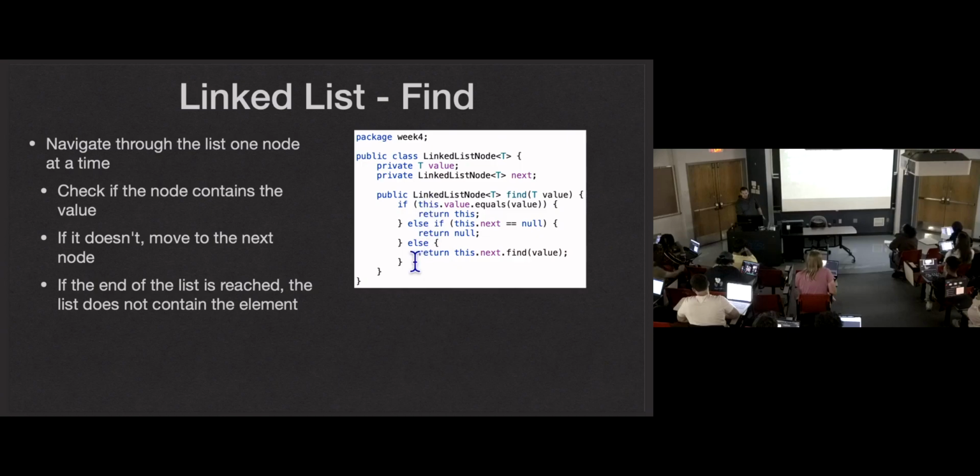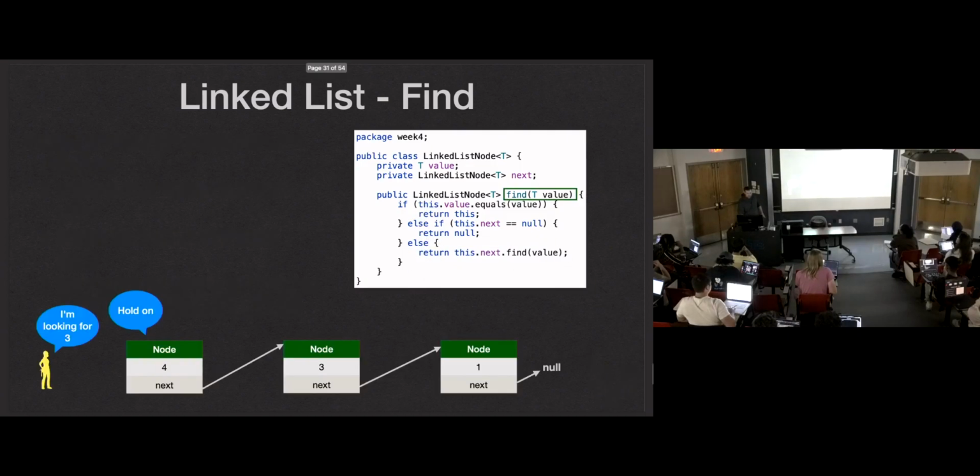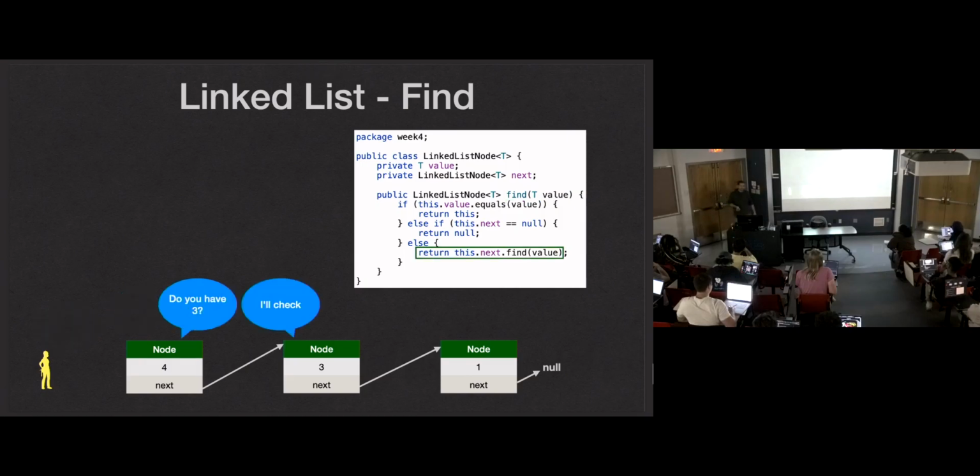And then if neither of these are true, pass the buck to the next node through recursion. So somebody's looking for the value 3 in this linked list. We ask the head node, the only node we have access to. That node says, well, I don't have the value 3. Maybe my next node does. Do you have the value 3? And just passes the buck.